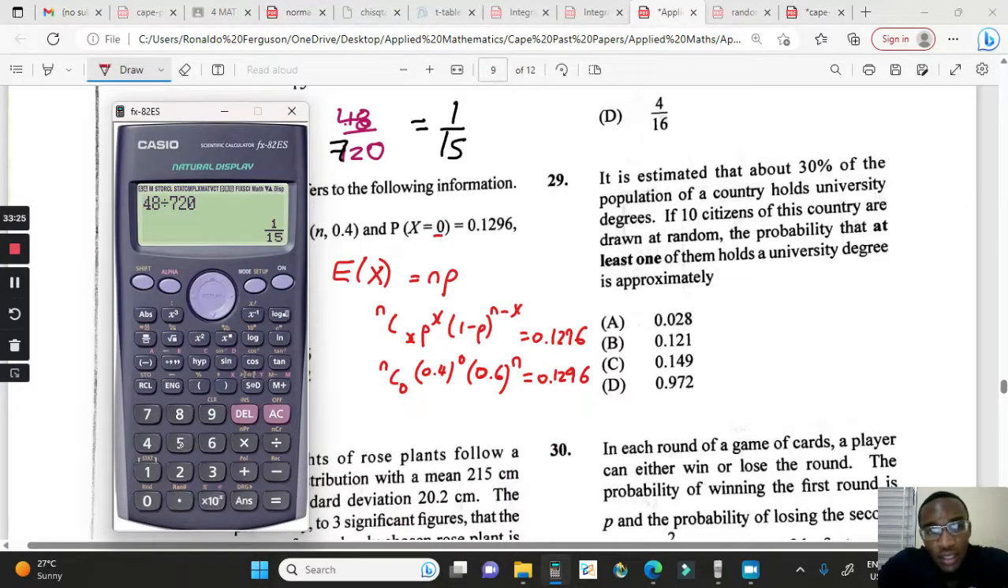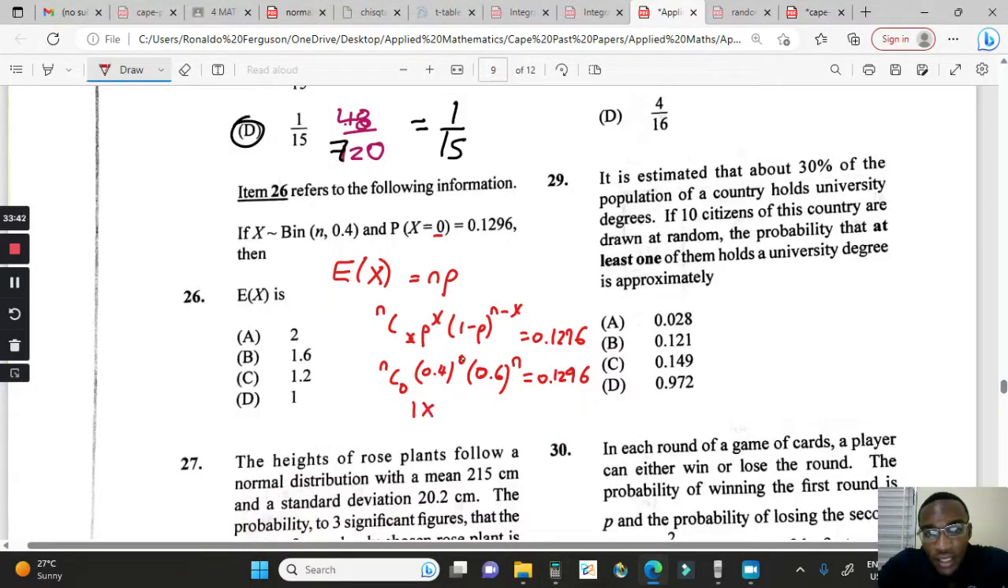Now n choose 0. You have to remember, 5 choose 0 is 1. 10 choose 0 is 1. 20 choose 0 is also 1. So this part is 1, and anything to the 0 power is 1, times 0.6 to the n gives us 0.1296. Now we're going to take logs of both sides to find n. Yes, logs are in this topic. Now we have 0.6 to the n equals 0.1296.